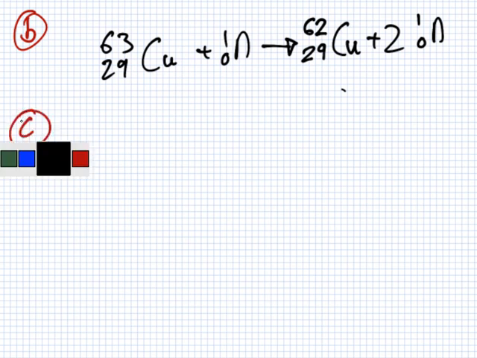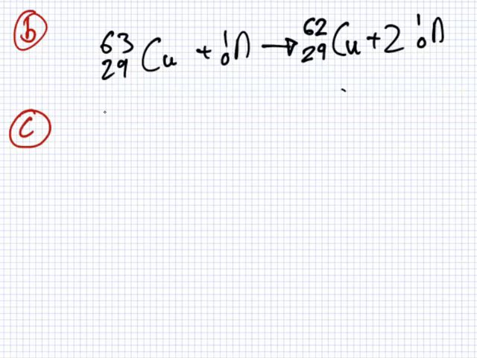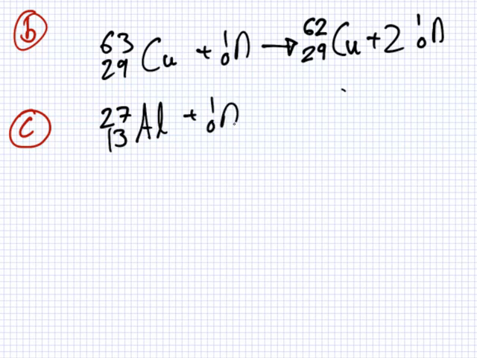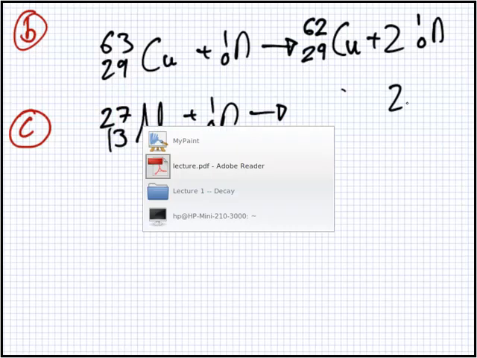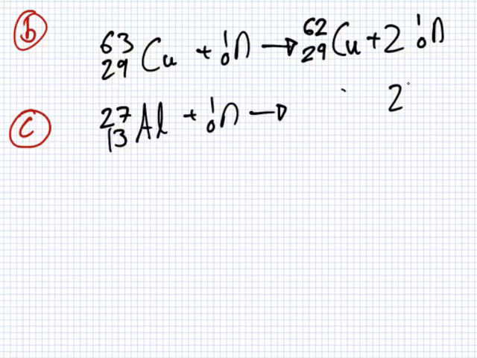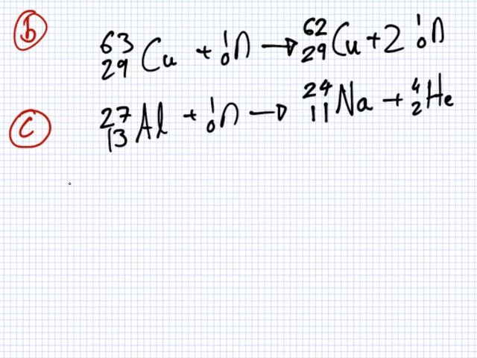C. We have 27.13 aluminium plus a neutron becomes something plus alpha. So if the total here is 28 and this is 4, then this one has to be 24. That's a 2, and it needs to add up to 13, so it has to be 11 here. And you need to look up what is sodium, that's Na, yeah, of course, sorry, Na. D.